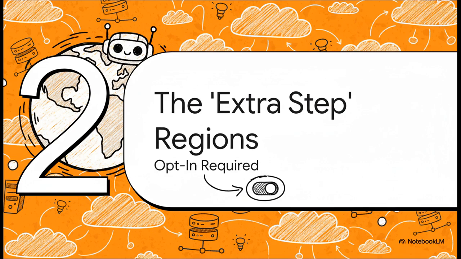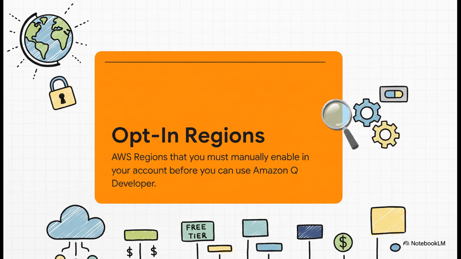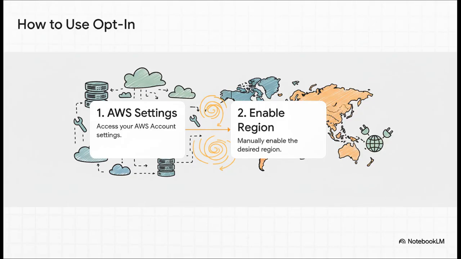There's another way. And that brings us to our second category, the extra step regions, which, as the name implies, require you to opt in. So unlike those default regions, you should think of these more like optional add-ons. The service is totally available, but AWS needs you to go in and manually enable it in your account settings before you can get access to Amazon Q Developer there. The process itself is super simple. You just go into your AWS account settings, you find the region you want, and you manually turn it on. It's a conscious choice you have to make.